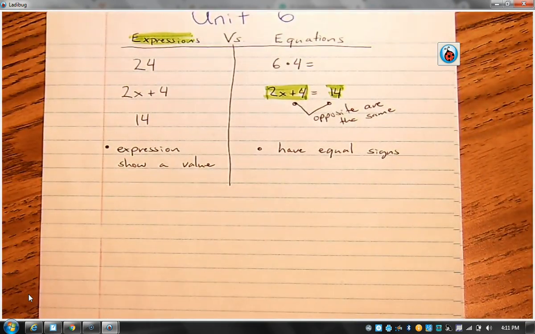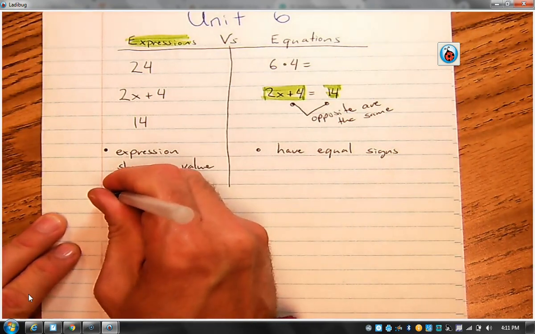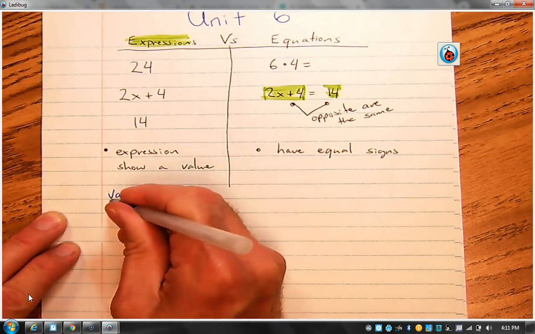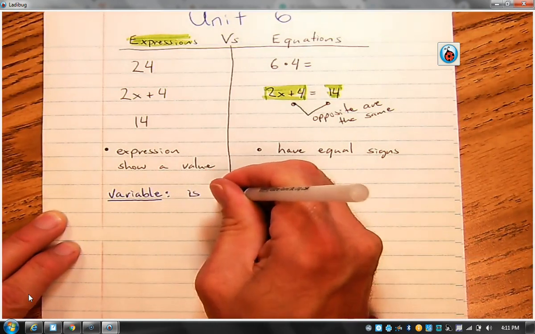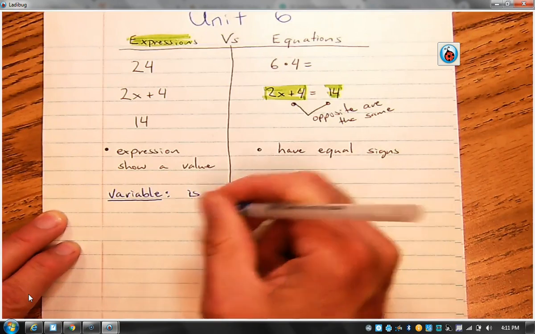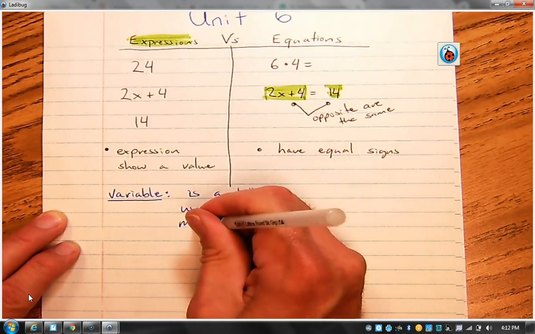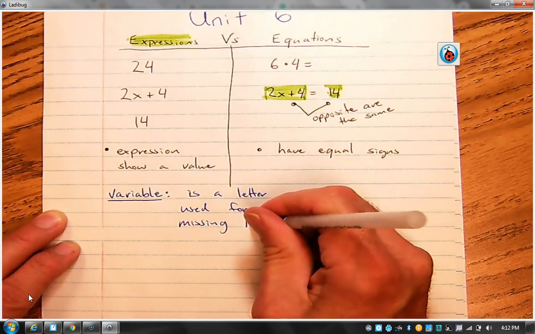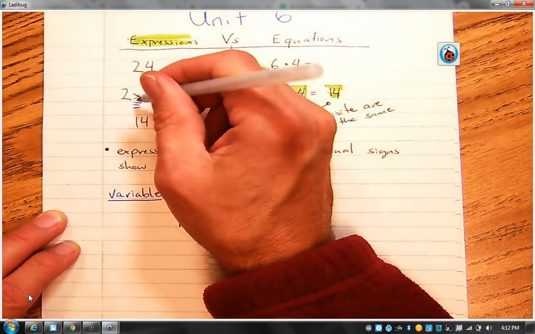Now there is another word that I want you to realize, and the word is variable. So a variable is a letter used to show a missing number, essentially. A letter used for a missing number. And in this case, you'd notice that we have a variable right here. We have a variable right there.